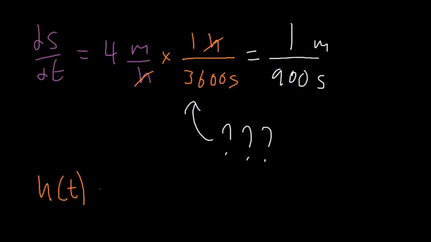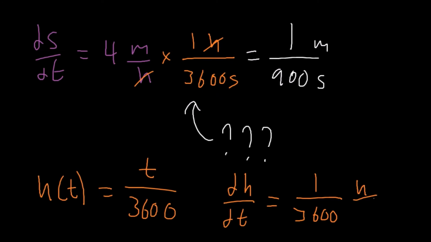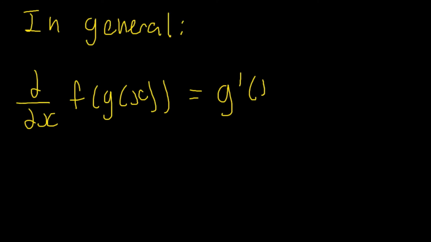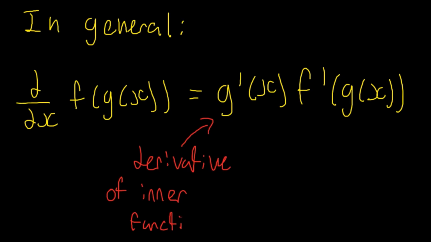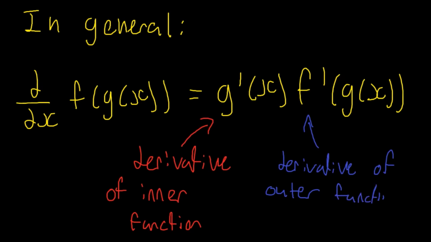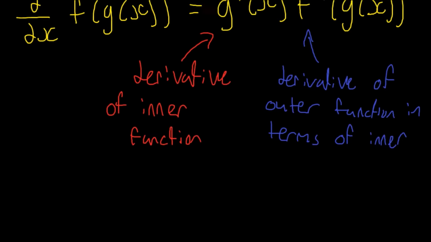And how do we get this conversion factor? Well, it's the rate of change of the internal function. In general, we write this as d by dx of f of g of x equals g prime of x times f prime of g of x. We shouldn't be mixing notations usually, but I think this most clearly states that the derivative of a composite function is the derivative of the inside function multiplied by the derivative of the outside function in terms of the inside function. In purely Leibniz notation, it looks like the dg terms cancel out.